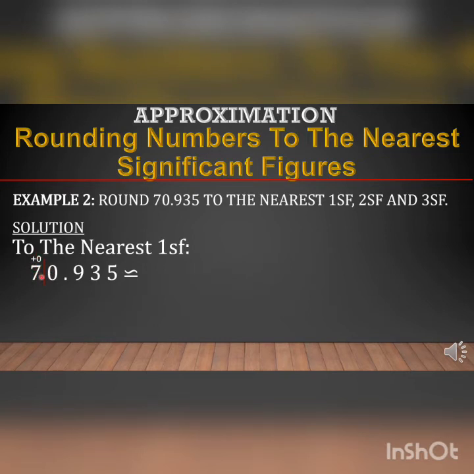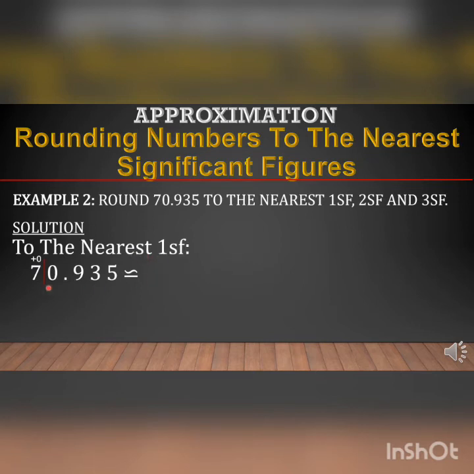Now, is my answer 7? No, no, no. 7 is not the answer. Why? Because to start with, 70 cannot just by magic, by abracadabra, change to 7. It doesn't work that way. Please, that is absolutely wrong. You might want to think because they said 1 SF, so 7 is just one number, so 7 is my answer. 7 is not the answer.